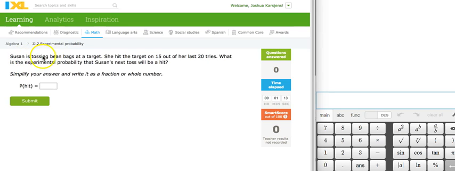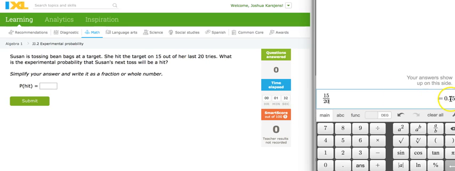So here we go. Susan is tossing bean bags at a target. She hit the target on 15 out of her 20 tries. What is the experimental probability that Susan's next toss will be a hit? So she hit 15 out of 20. 15 out of 20 is 0.75, and it says simplify your answer and write it as a fraction. So 0.75 simplified is 3 out of 4. So theoretically, not theoretically, but mathematically, 15 out of 20 simplifies to 3 out of 4.